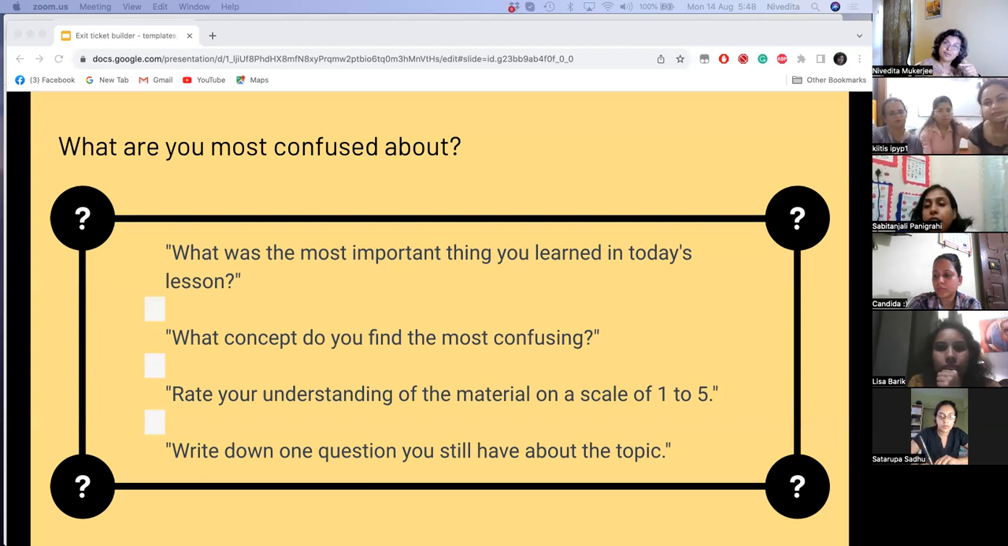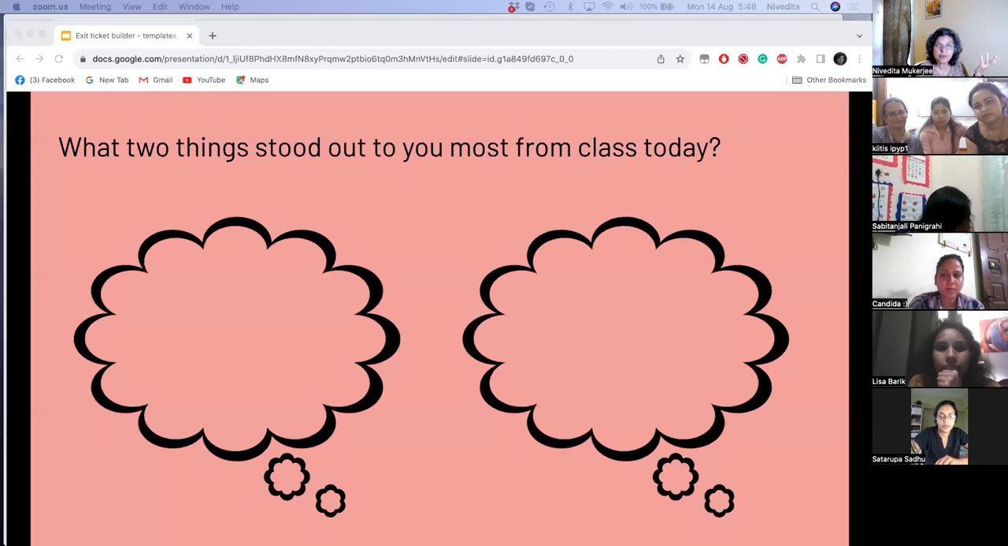Let us see at the end of the session how we answer any of these questions. Let's go over a few of the exit tickets, and maybe a couple of them you can use as your own assignment in your class and get back on how you used it and how the children wrote about it. So for example, what two things stood out to you most from class today?